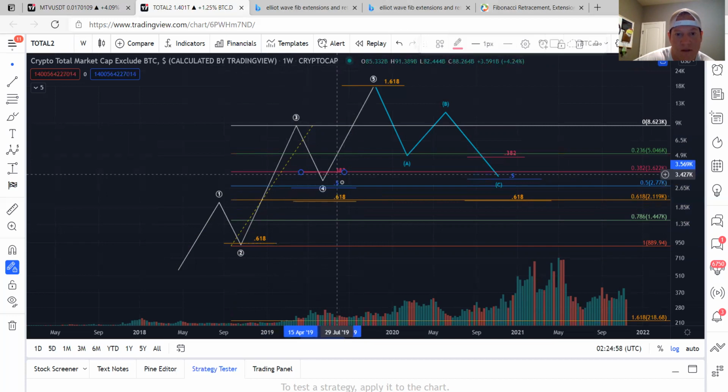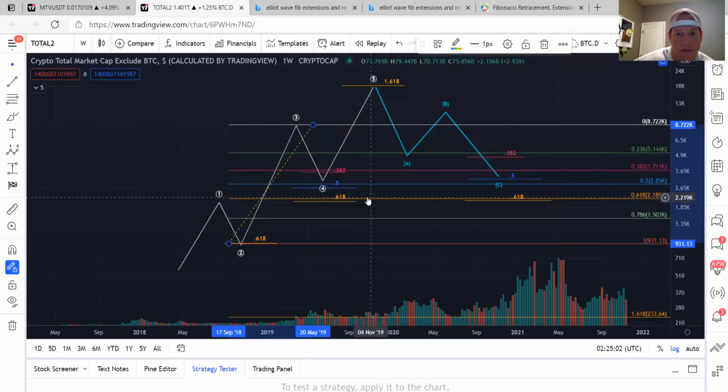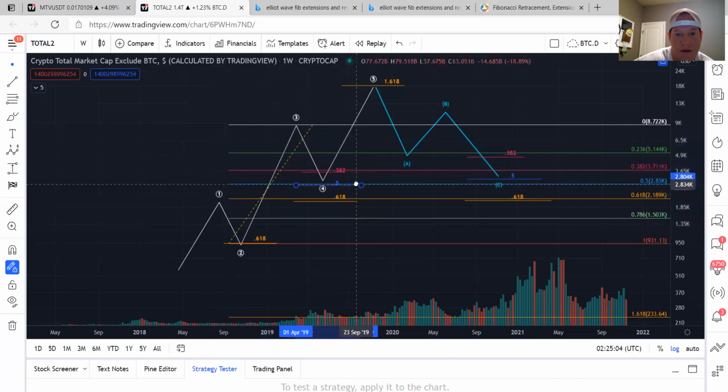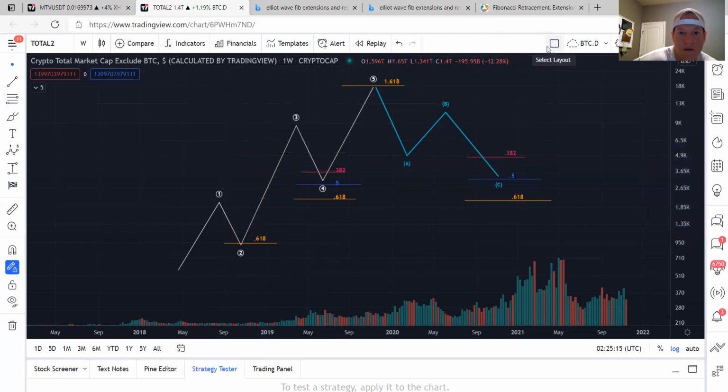So I've got my 382, I've got my 0.5, and I've got my 618. So wave 4, depending on how strong the trend is, will go 382, 0.5, potentially 618, but you don't ever want to see it overlap into wave 1.